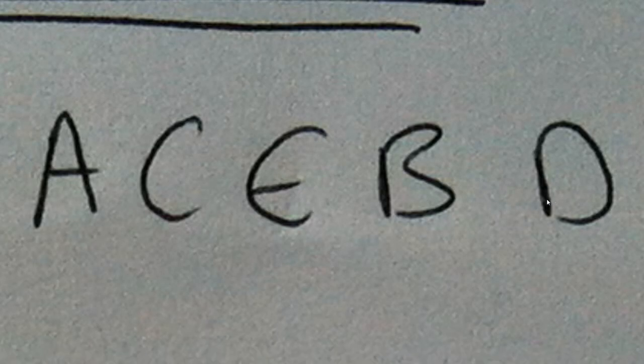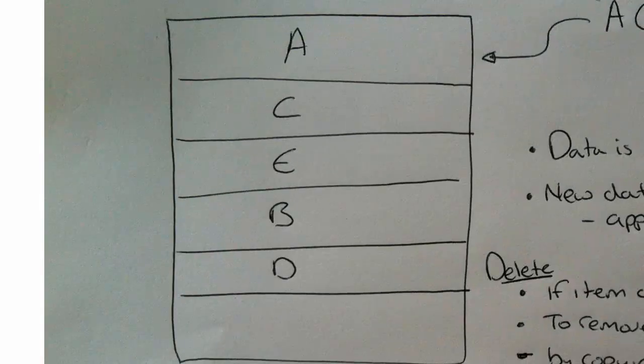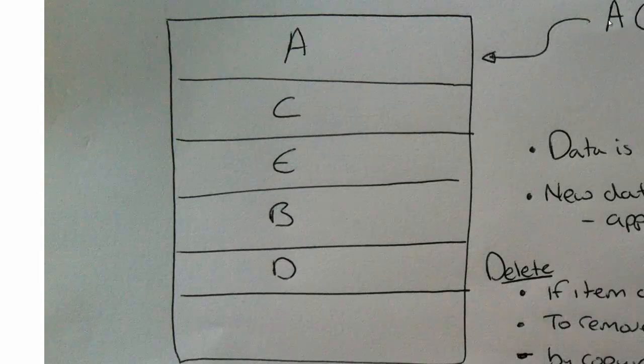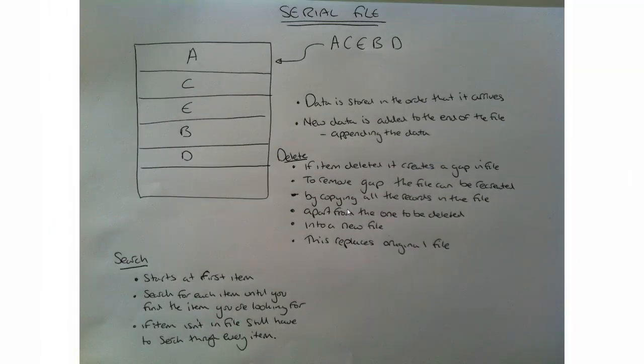If we wanted to put that information into a serial file, we'd insert it as A, C, E, B, D. It would go in the same order that it's entered. So A goes in, then C goes in. It gets stored in the file in the same order. So data is stored in the order that it arrives.